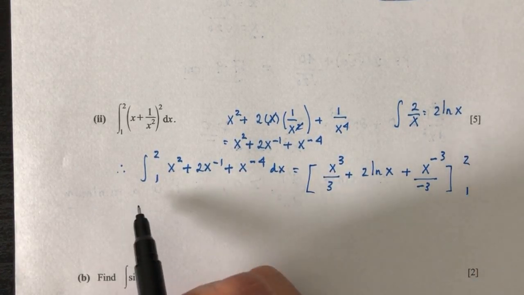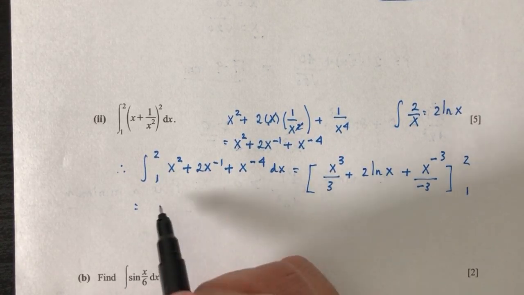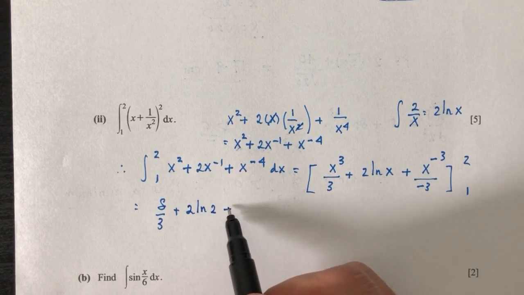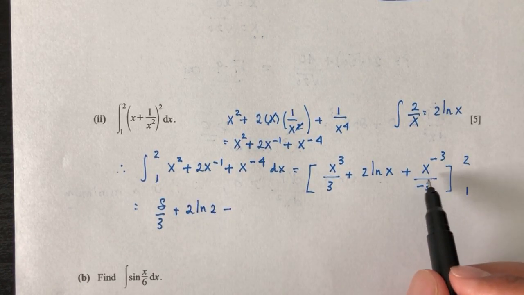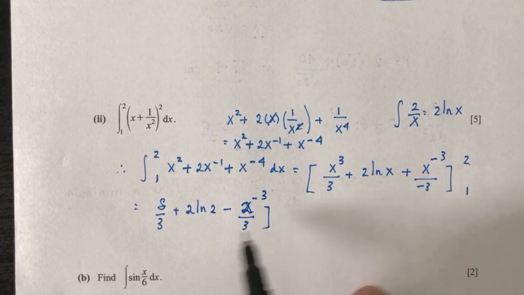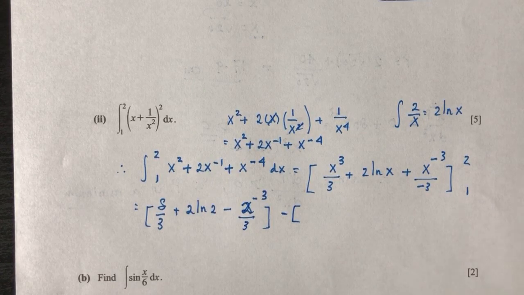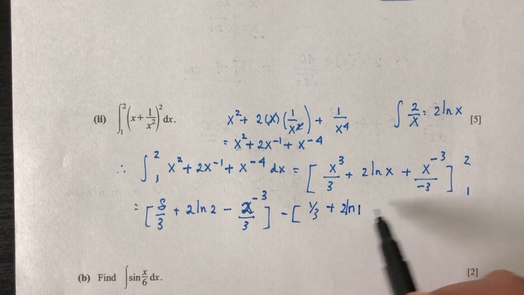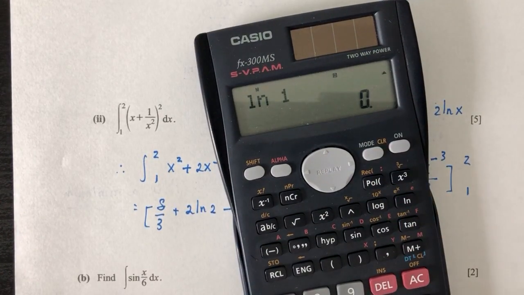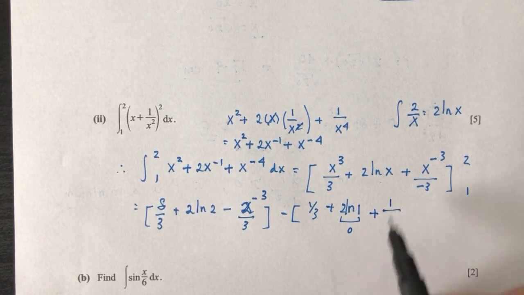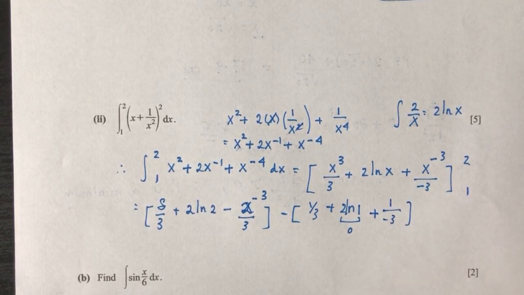Substituting 2, we get 8 over 3 plus 2 ln 2 plus x to the power of minus 3 over minus 3, with x as 2, minus, now, 1 over 3 plus 2 ln 1. ln 1 is usually 0. Let's check. Yep, 0. So this is 0 plus 1 over minus 3. So simplify.